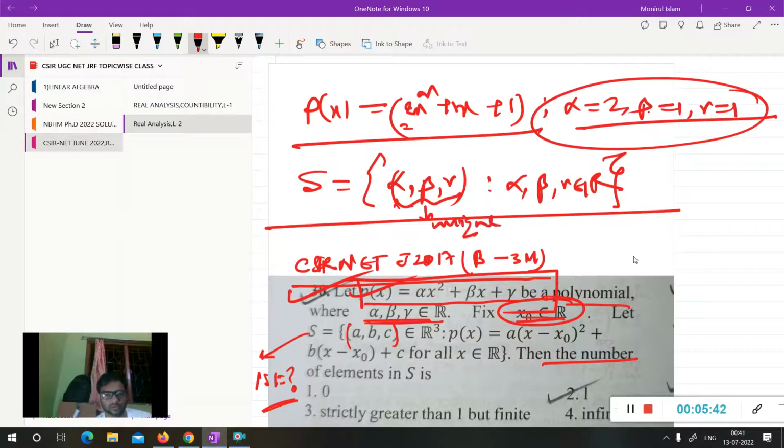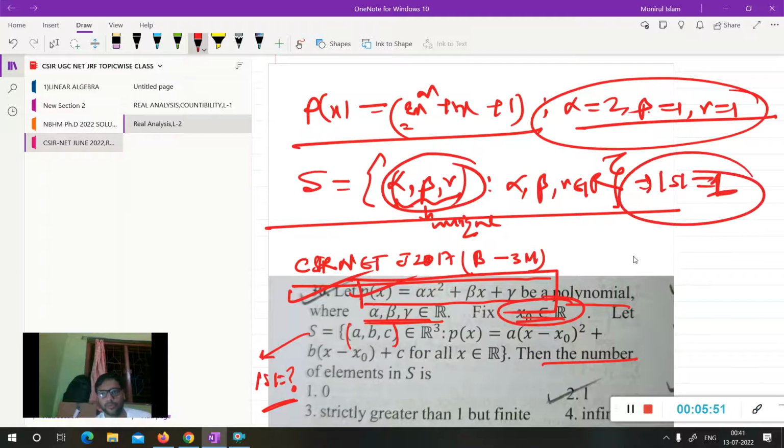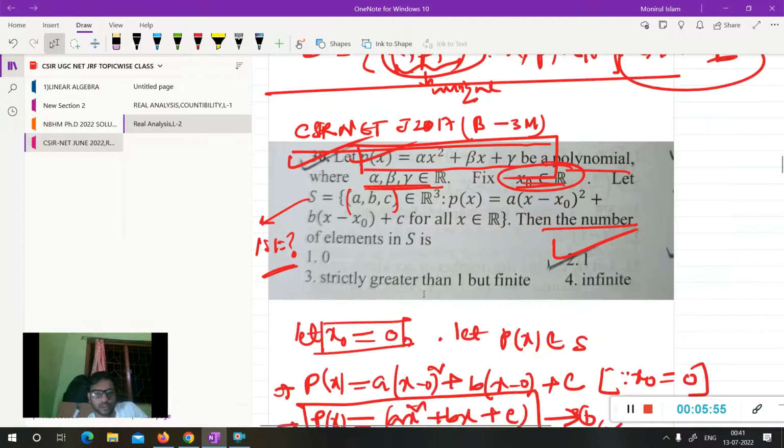So this set S contains only one element, means only this element. So the cardinality will be 1. So in the question, the answer is option 2. Its cardinality is not 0 because it's 1. Is it strictly greater than 1? No. Is it infinite? No. So its cardinality is 1, so in this question, the answer is option 2.